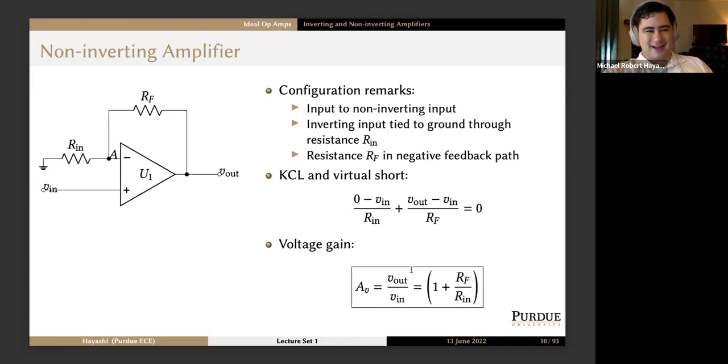1 plus Rf over Rn. So notice there's no minus sign. That's why it's called a non-inverting amplifier. The downside is that instead of being purely ratiometric, where it just depends on the ratio of resistances, there's this factor of 1 floating in there that gets added.